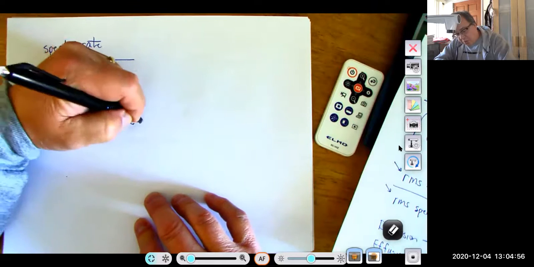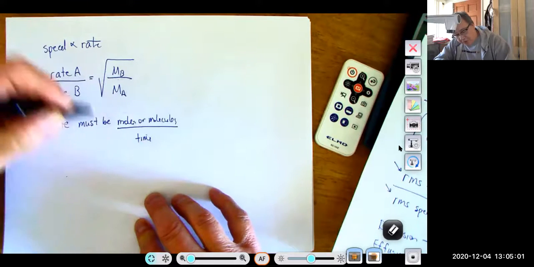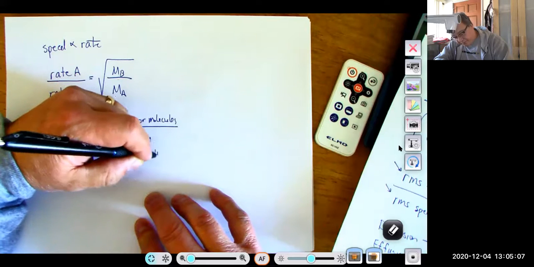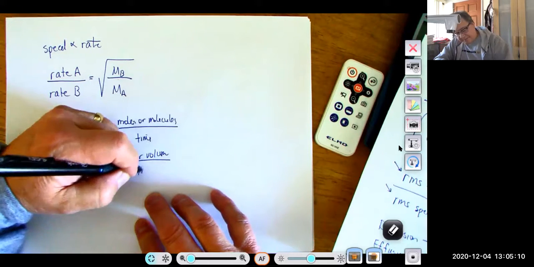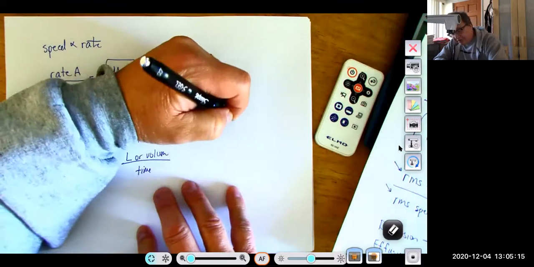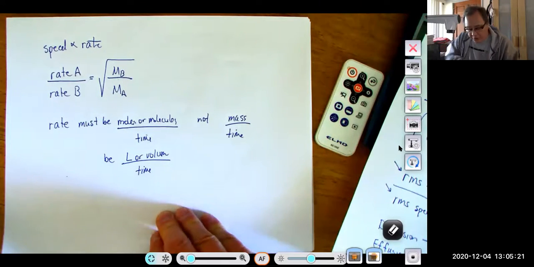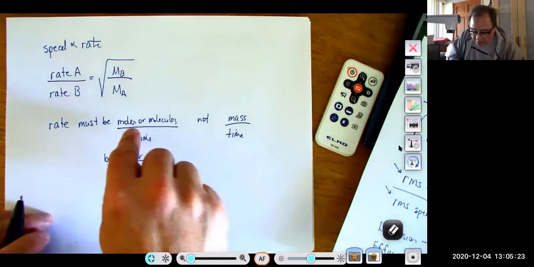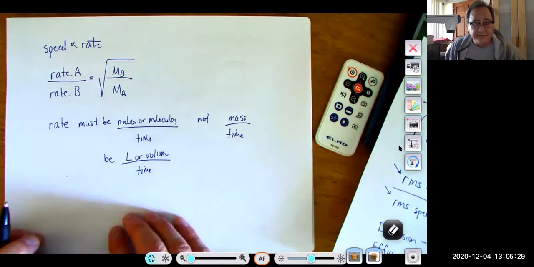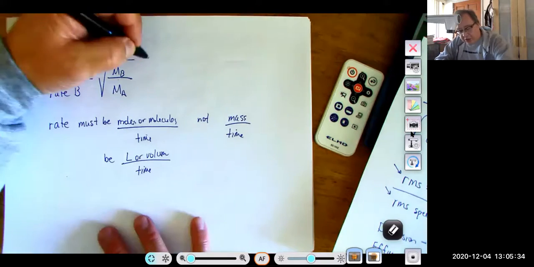Now, for the rate, it must be moles or molecules per time, or it must be liters or volume per time, but not mass per time. Okay, so when you do problems like this, it's got to be moles per time or liters per time, but not mass per time. And it's important to remember that. So let's take a look at this law. This, by the way, is called Graham's law.